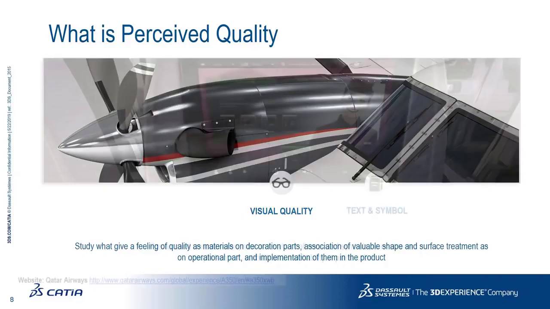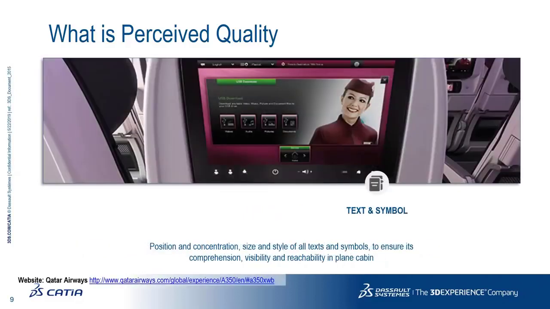The next part will be then about the text and the symbols. This is the comprehension of the product functions and the button logos while operating it. So that means, can you reach everything in terms of position, and is everything understandable in terms of size, font, and graphics.